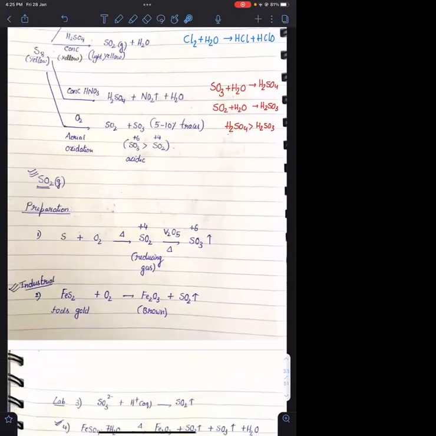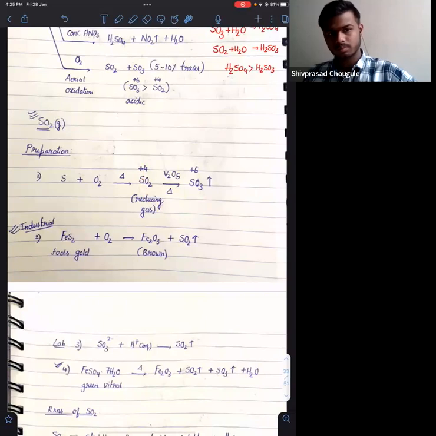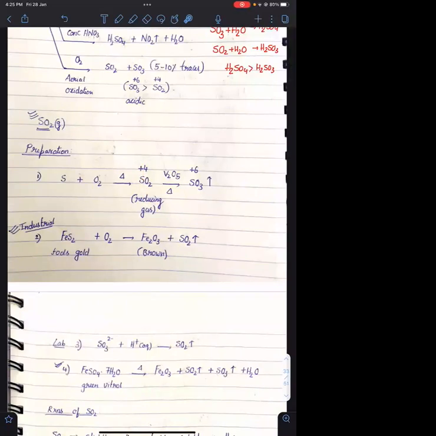Okay, next, the preparation method of SO2. In the simple reaction of oxygen with sulfur, you will be getting SO2. If you want to convert that SO2 into SO3, you can use a catalyst V2O5. This particular procedure is used in the preparation of sulfuric acid, H2SO4. This equation is part of the contact process, we will see it ahead. So the oxidation of sulfur with O2 will be giving you SO2. Any doubt?